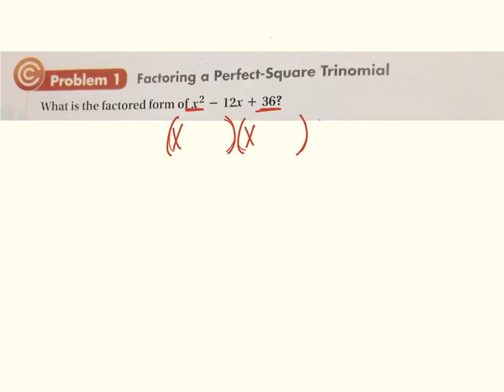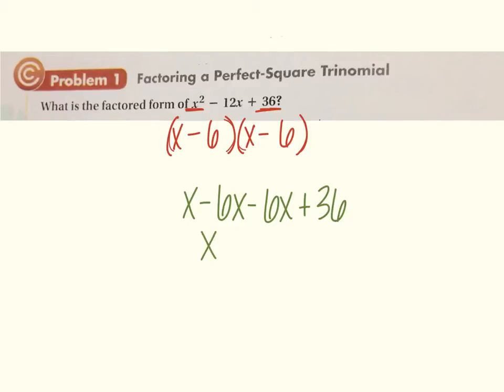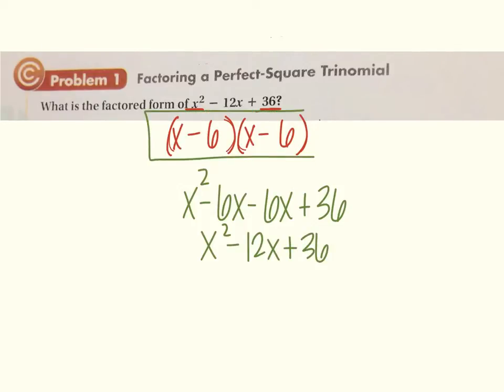Okay, it's minus plus, so that means my signs are going to be minus minus. And then what's the square root of 36? It's 6. So you do 6 and 6, and then let's test it. So like if you don't test it to start with, you're going to have to check it at the end. This would be x minus 6, x minus 6, x squared, minus 12x plus 36, and hopefully that's what you started with, and it is, so you know that this is the right answer.